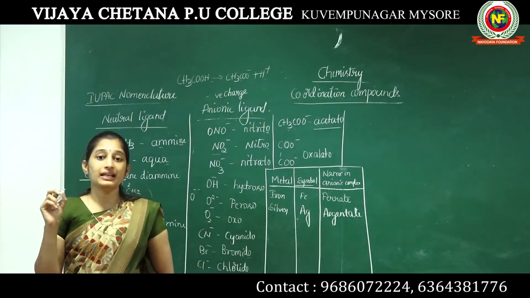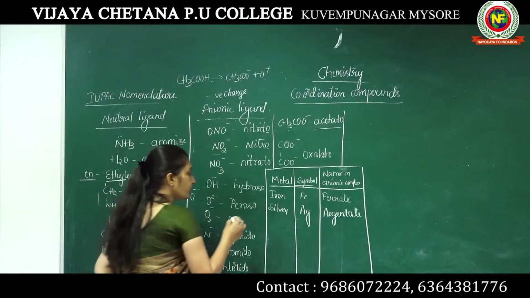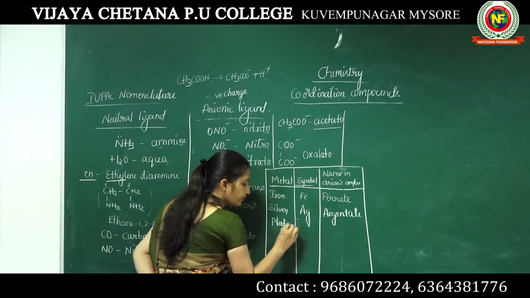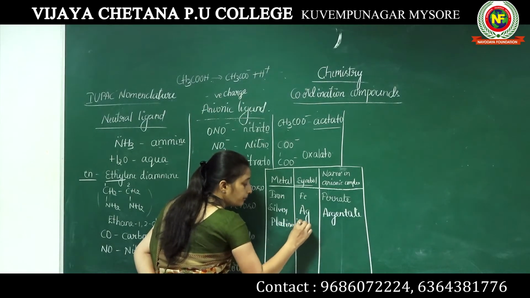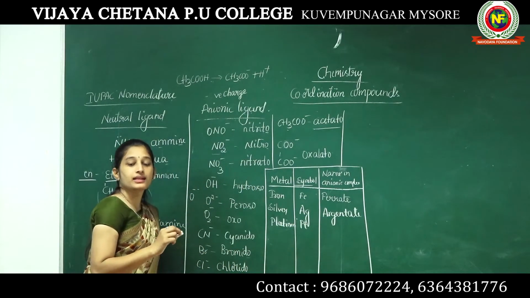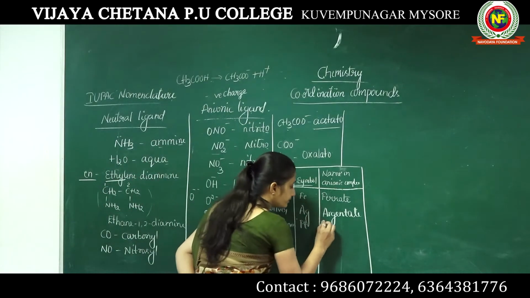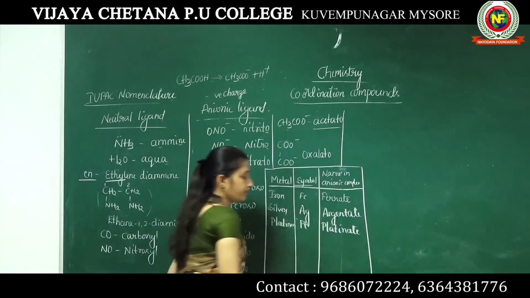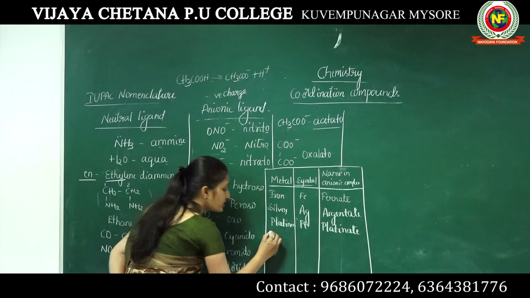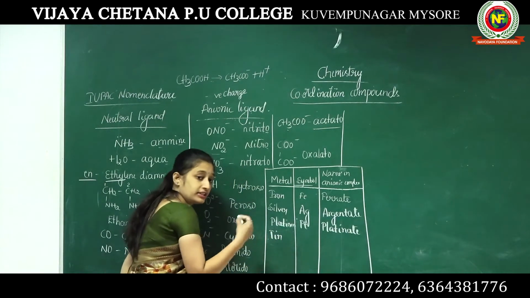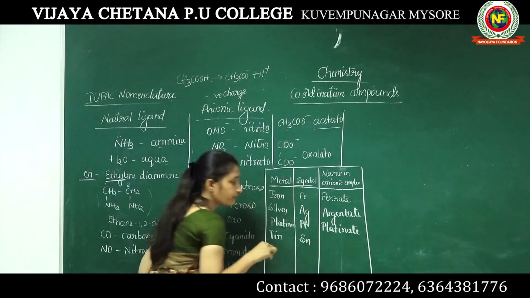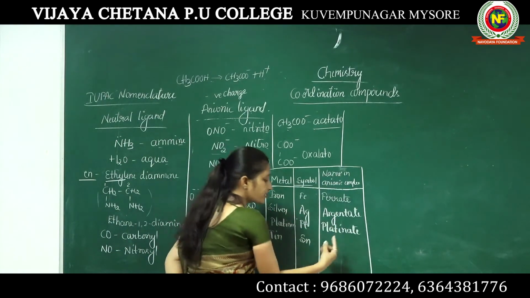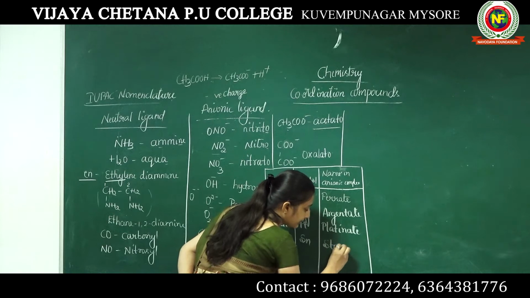Mainly from Latin. And suppose if I am using platinum. What is the symbol for platinum? Pt. It's nothing but platinate. Suppose if I am using tin, symbol for tin, Sn. Name of this tin in anionic complex becomes stannate.